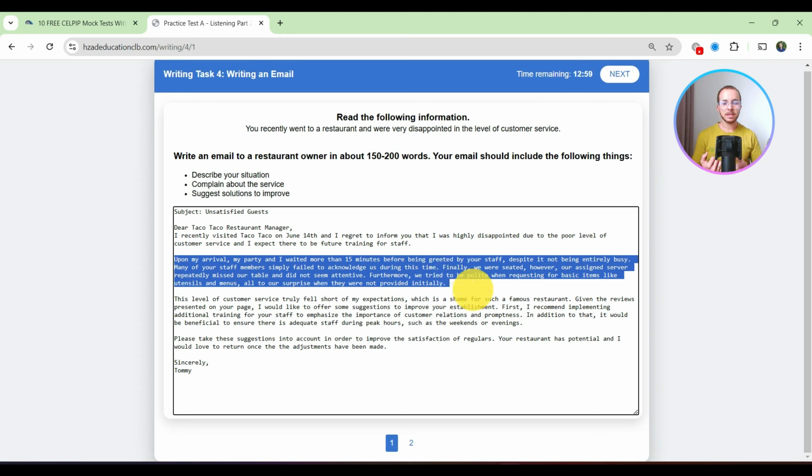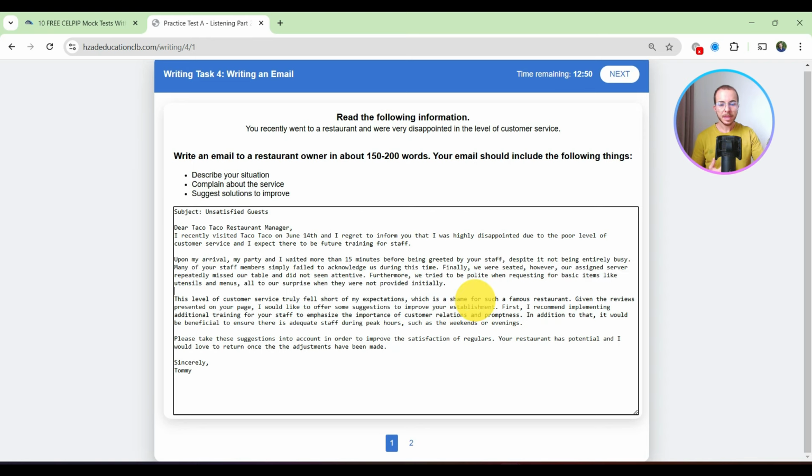You can see I get into the fact that the server was not very fast, we waited a long time, and the servers failed to provide us with items. Those are my big complaints. Now we're going to get into the solution section.